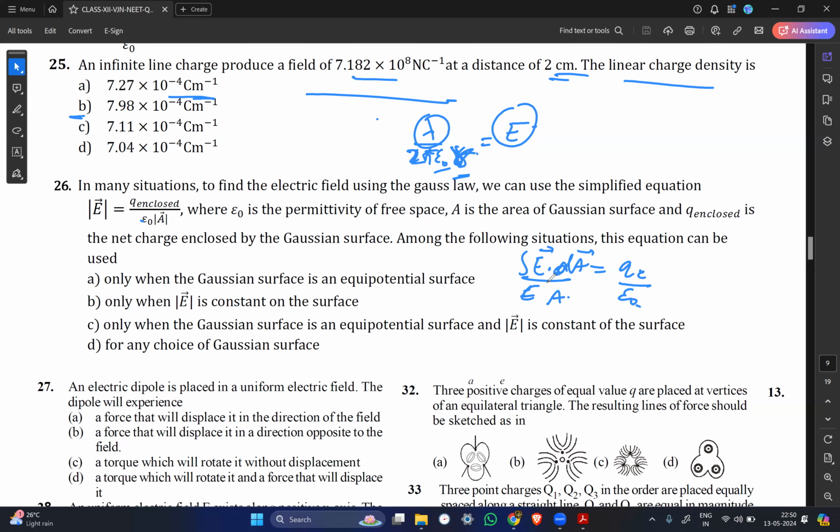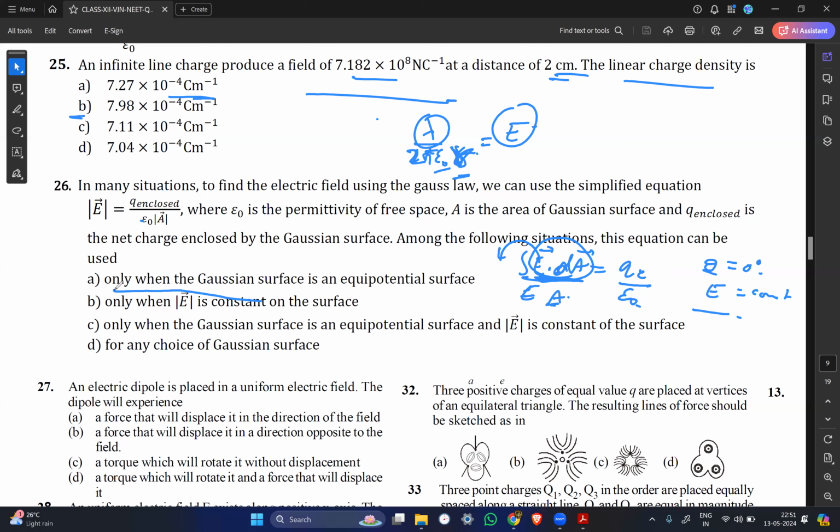How is this possible? First of all, E bar dot dA can be written as E dA, and that will happen when theta is 0 degree. Cos 0 is 1, so theta should be 0. Then E dA, and E should be the same everywhere so that it will come out. So E should be constant. And integral dA is taken as only A. So these two should happen.